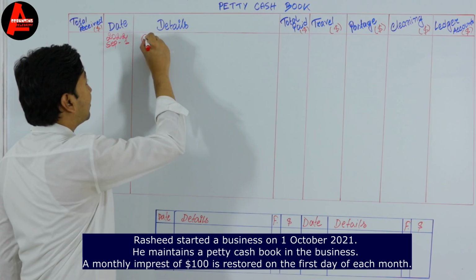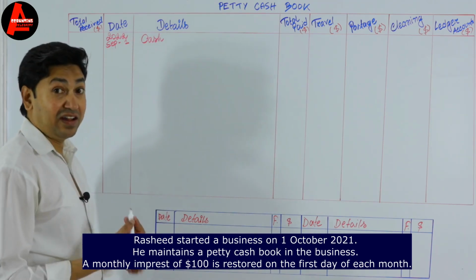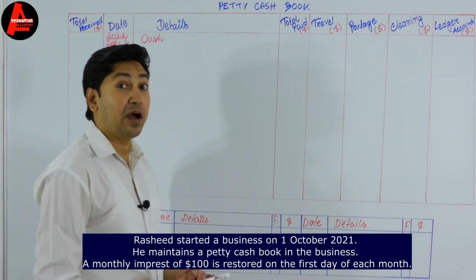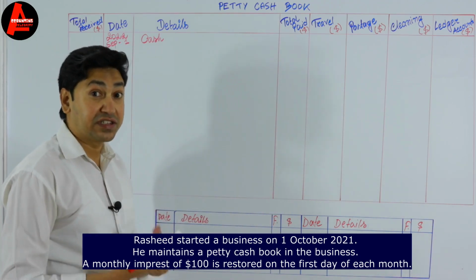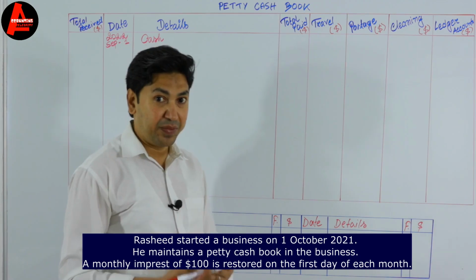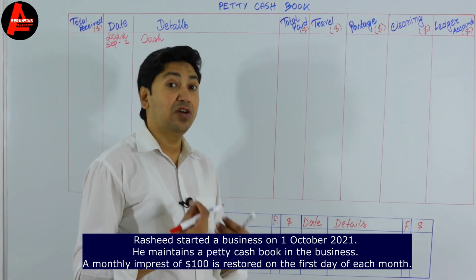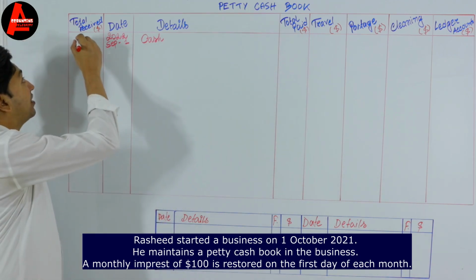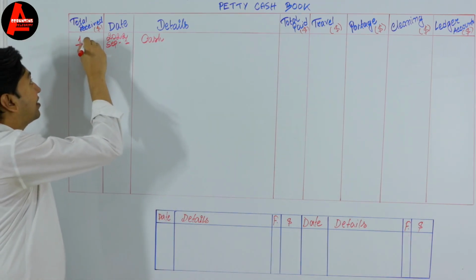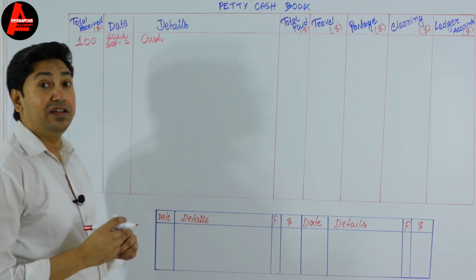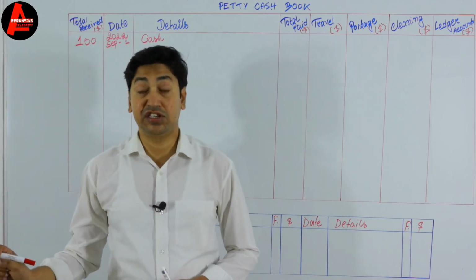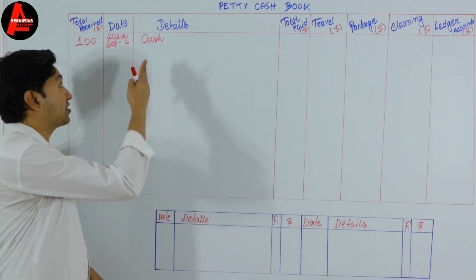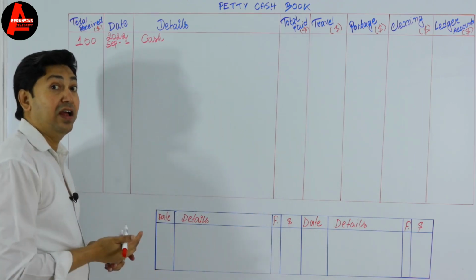What will we write here? We will write cash. And this amount is not in the paid column. This is the amount Rashid received to maintain his petty cash, so it will come in the receipt column. Let us write $100 here. Now we have 6 transactions in the question. We will record all 6 transactions according to the date.